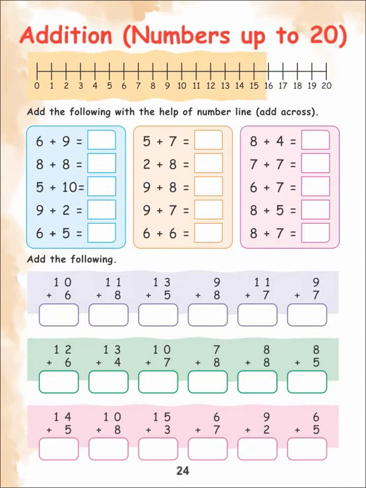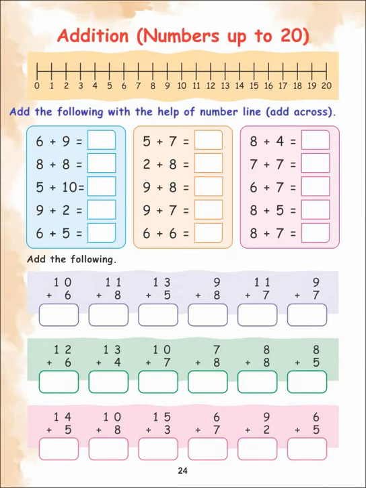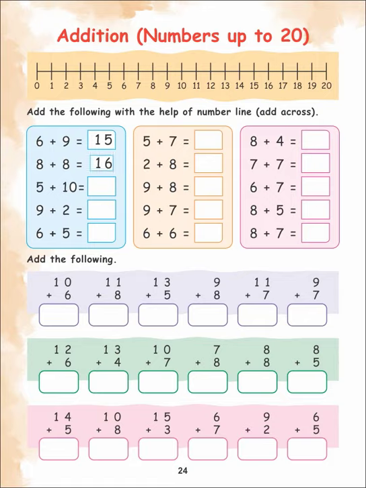9 plus 9, 18. Addition. Numbers up to 20. Add the following with the help of number line. Add across. 6 plus 9, 15. 8 plus 8, 16. 5 plus 10, 15. 9 plus 2, 11. 6 plus 5, 11. 5 plus 7, 12.